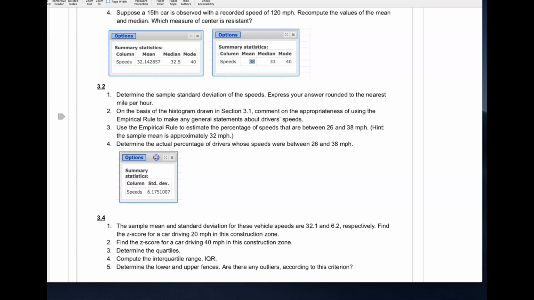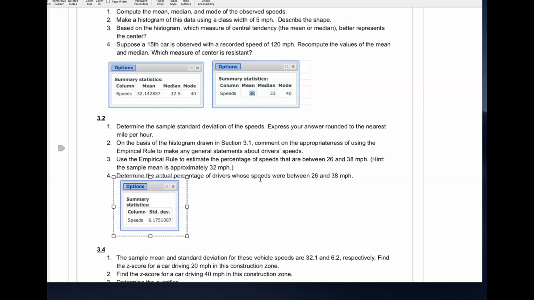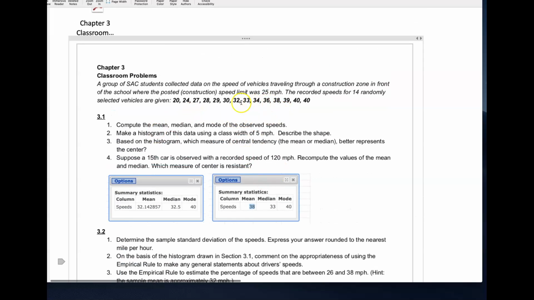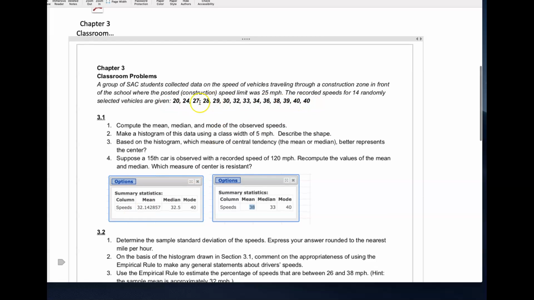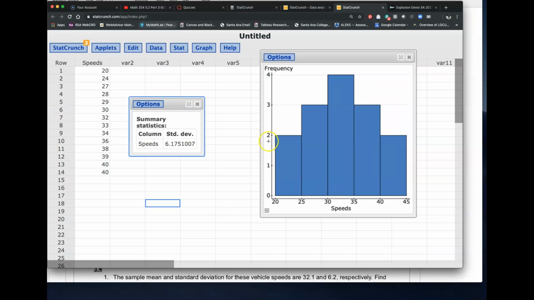Then you have the standard deviation there. You see 6.175 miles per hour. Again, what that means, going back to the definition, is that on average each value has a distance of about 6 from the average. Remember the average was 32. So on average, the distance each of these points is from the mean is 6.175.